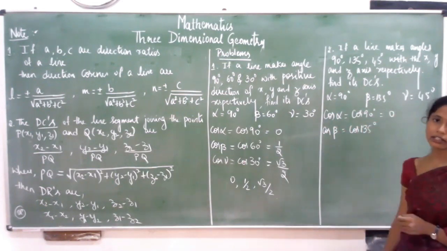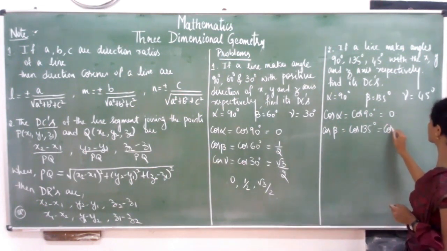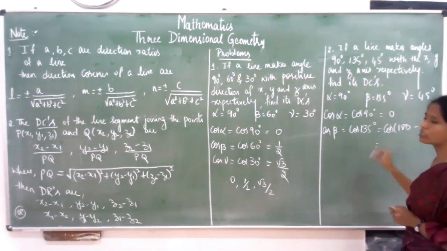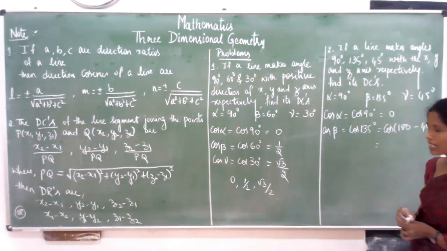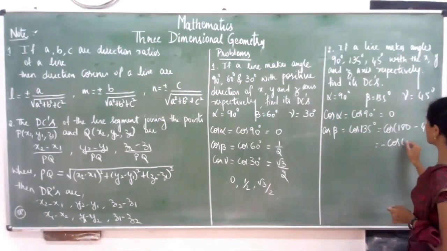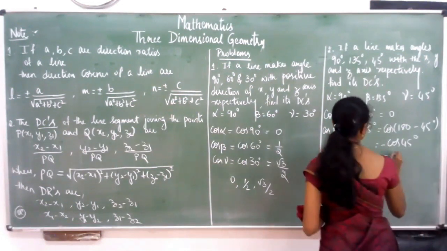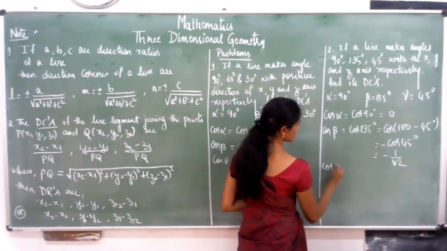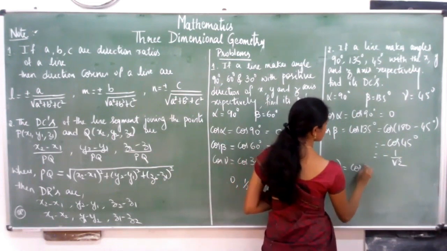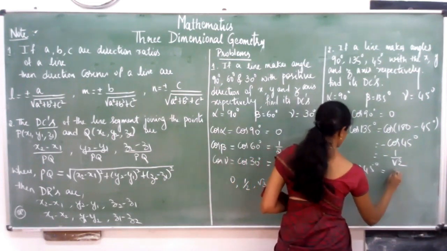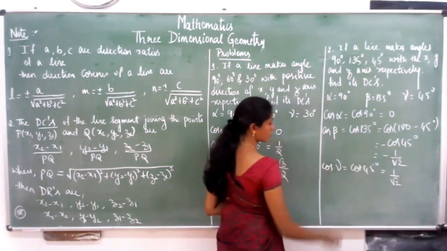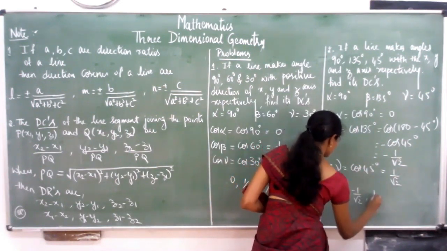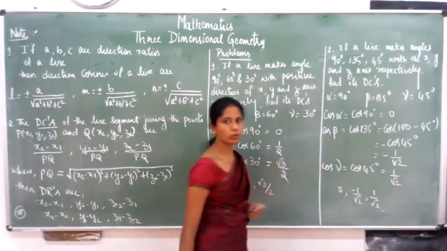So how to find the value of cos 135 degree? It can be written as cos of 180 degree minus 45 degree. Now tell me, what is cos of 180 minus theta? It is minus cos theta. So minus cos 45, that is minus 1 by root 2. Next, cos gamma, which is cos 45 degrees, and cos 45 is nothing but 1 by root 2. Therefore, the direction cosines here are 0, minus 1 by root 2 and 1 by root 2.